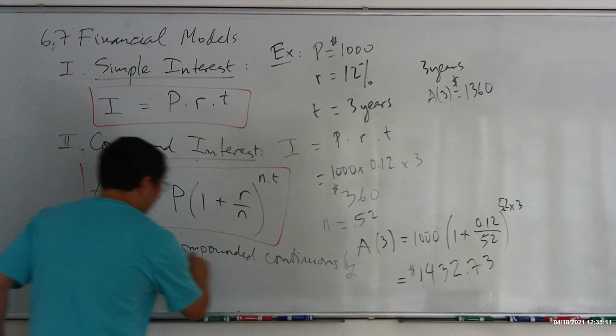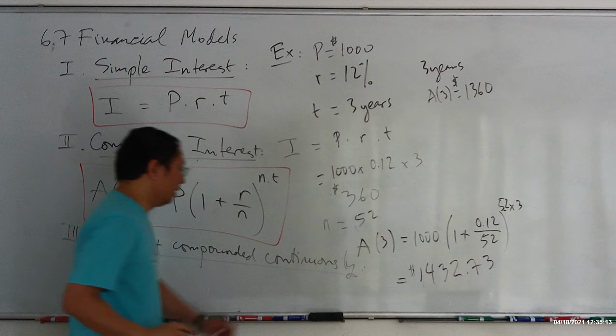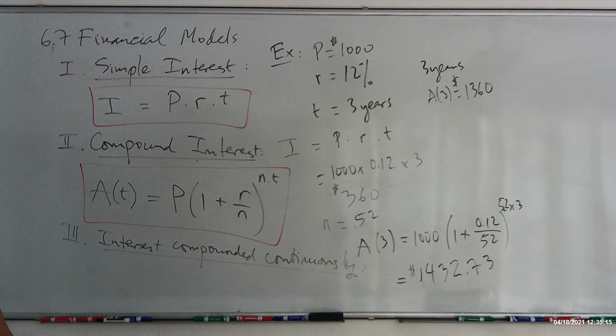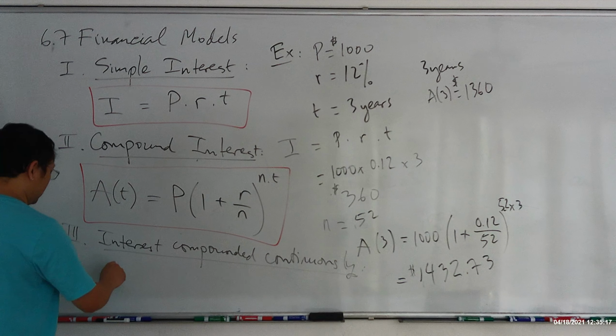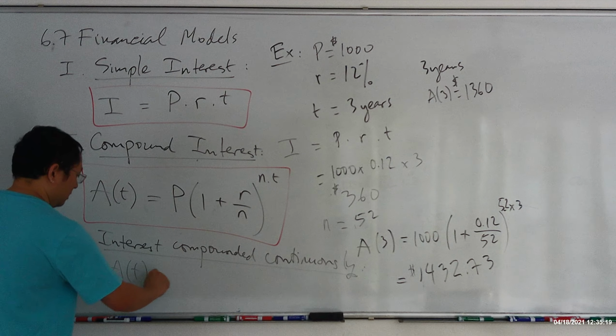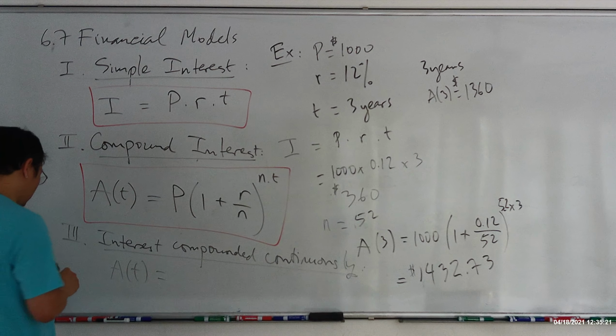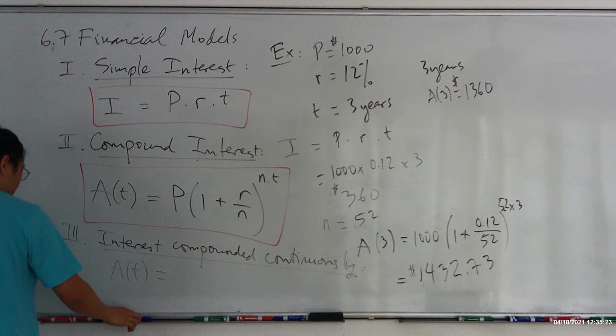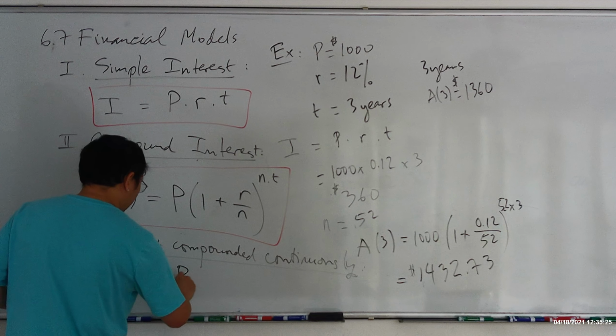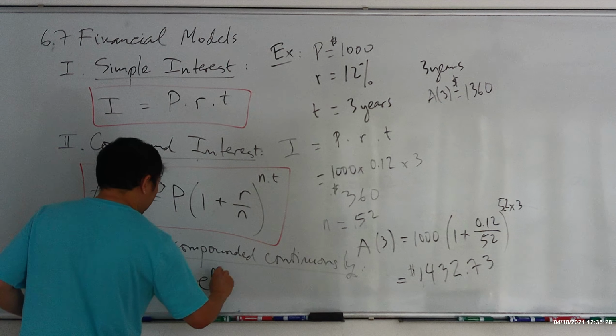Okay, so you don't even want to wait for 1 second to get the interest. And the formula is this: A(t) is equal to P times e raised to the rt.